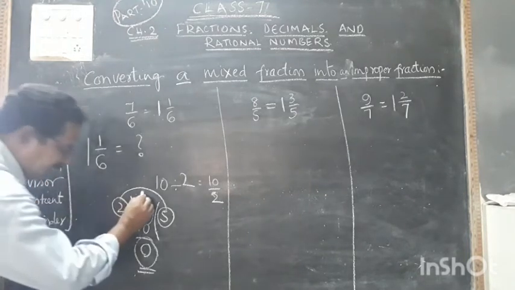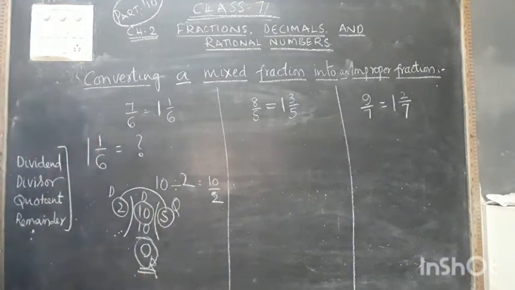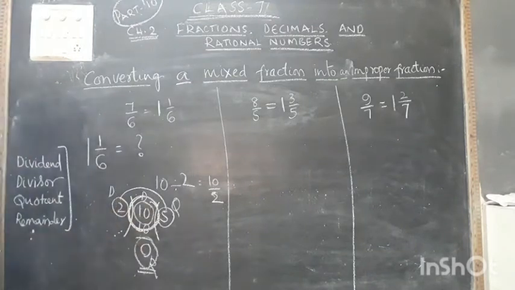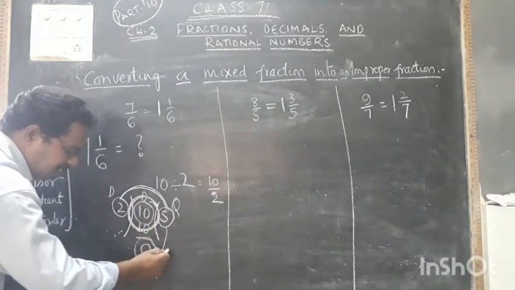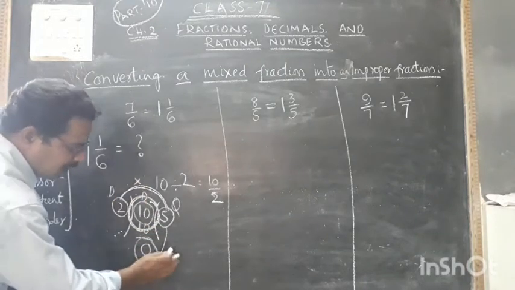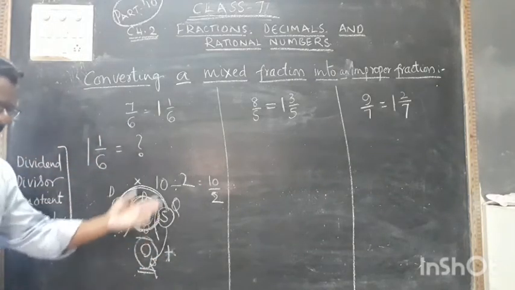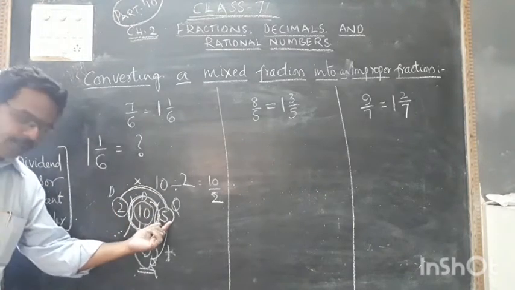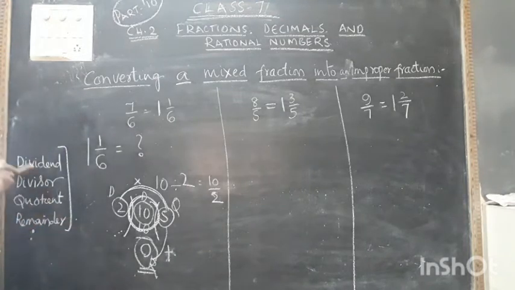Dividend, divisor, quotient, remainder. Like this only. To get this dividend 10, what do we have to do? We have to multiply the divisor into the quotient, plus the remainder. Then we get the same number 10. To get 10, we multiply 2 into 5, which is 10. 10 plus 0 is equal to 10. Understand? So this is the division process.